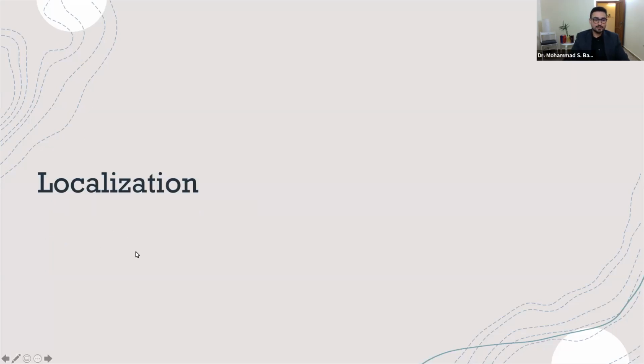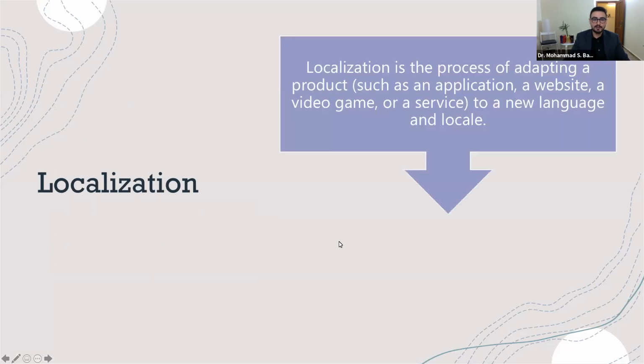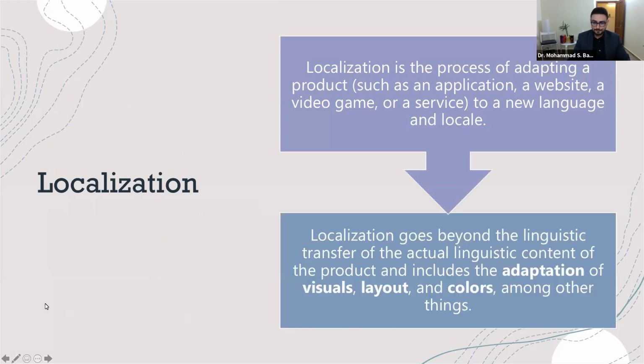So let's start with the general definition of localization. What does localization mean? Localization, in a nutshell, means adapting a product, such as an application, a website, a video game, or a service to a new language and locale. So when we talk about localization, we're talking about two things. The first one is the language, and the second one is locale. And locale here is very important and very crucial. So localization goes beyond the linguistic transfer of the actual linguistic assets of a specific product, such as software or a website, and of course takes care of other aspects such as visuals, layout, colors, and many other things.